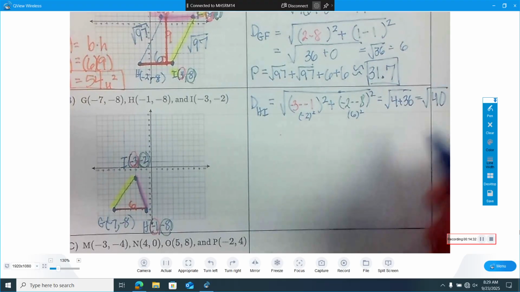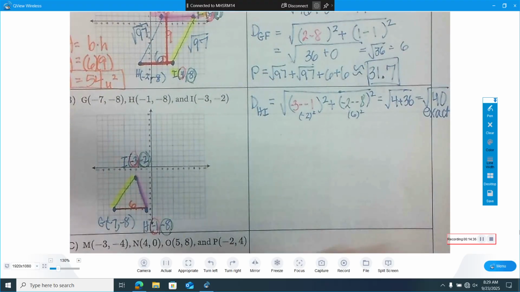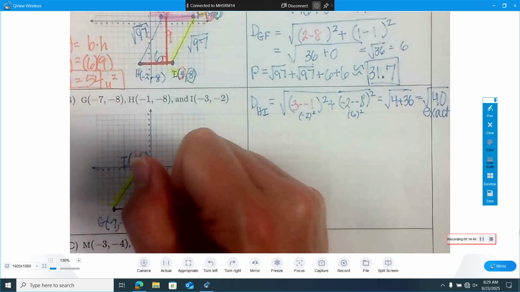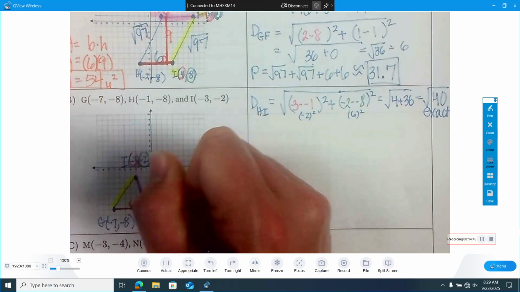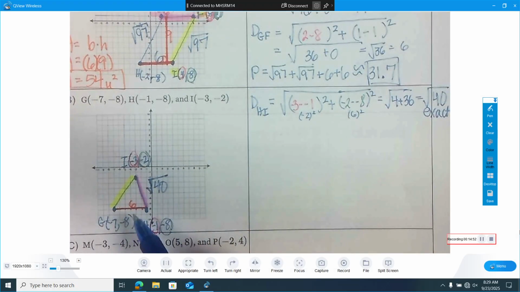And again, this is a lovely exact answer. The minute you put it into your calculator and it turns into a whole bunch of decimal point gobbledygook, it's no longer exact, okay? So I'm going to leave it nice and exact. I'm going to just write radical 40 right next to that line. So that's our pink line there.